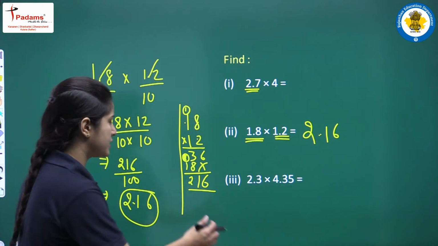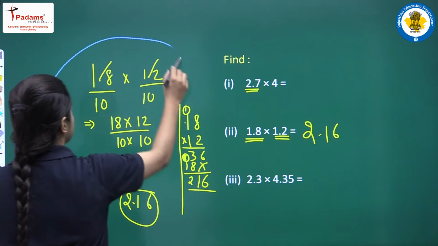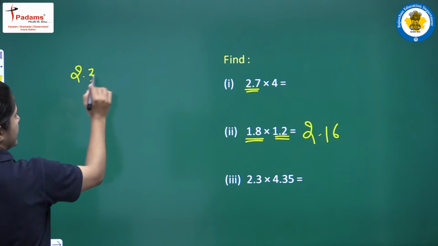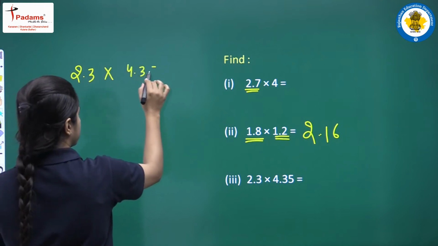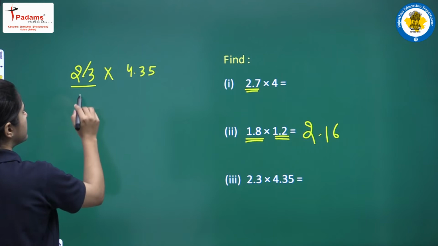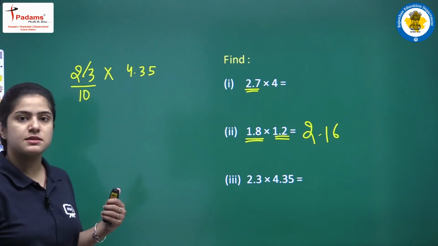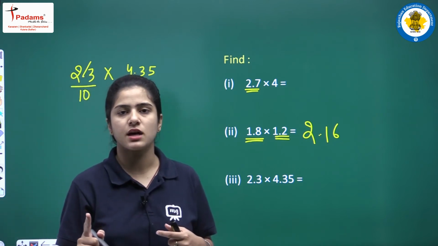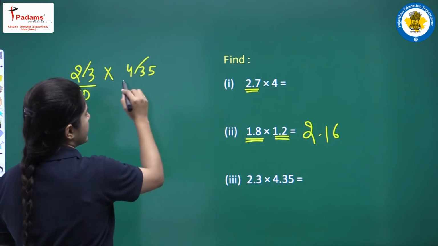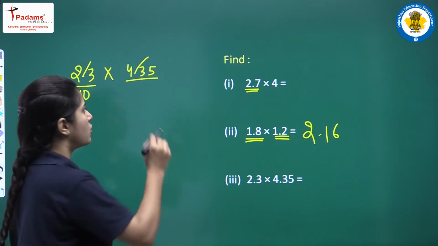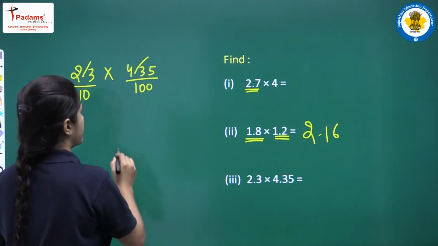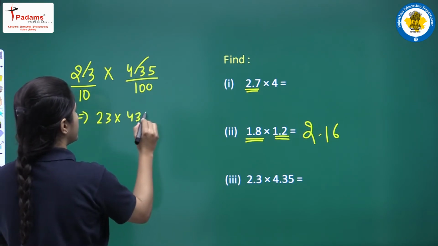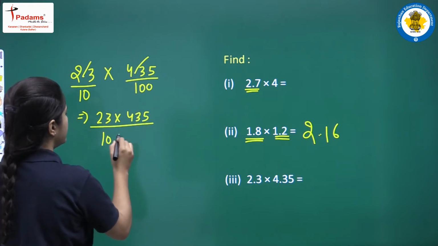Now we will discuss the next question, that is question number 3. So what is question number 3? 2.3 into 4.35. Alright students, remove the decimal, we will have 10. Why? Because after this decimal only one digit is there, so in the denominator only 10 is coming. In the other number there are 2 digits after the decimal, so 2 zeros and before that 1, that is 100. So multiply both the numerators, 23 into 435, and 10 into 100.